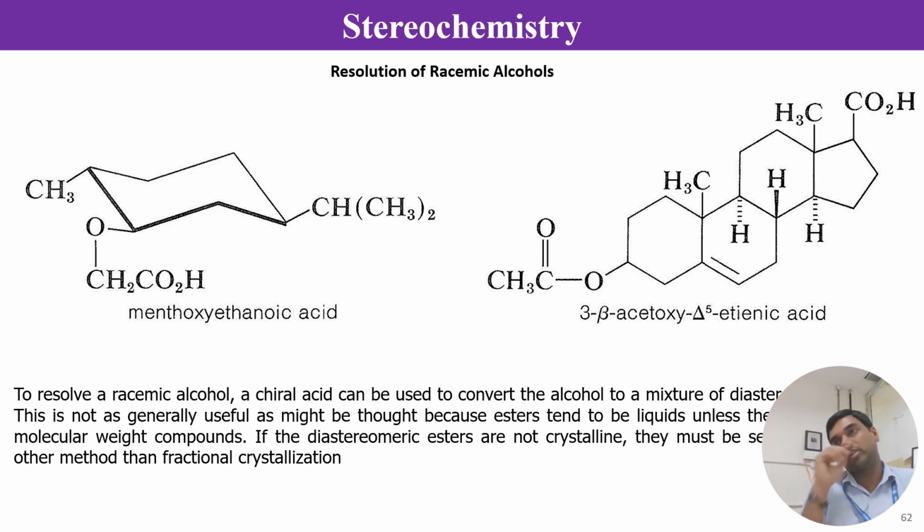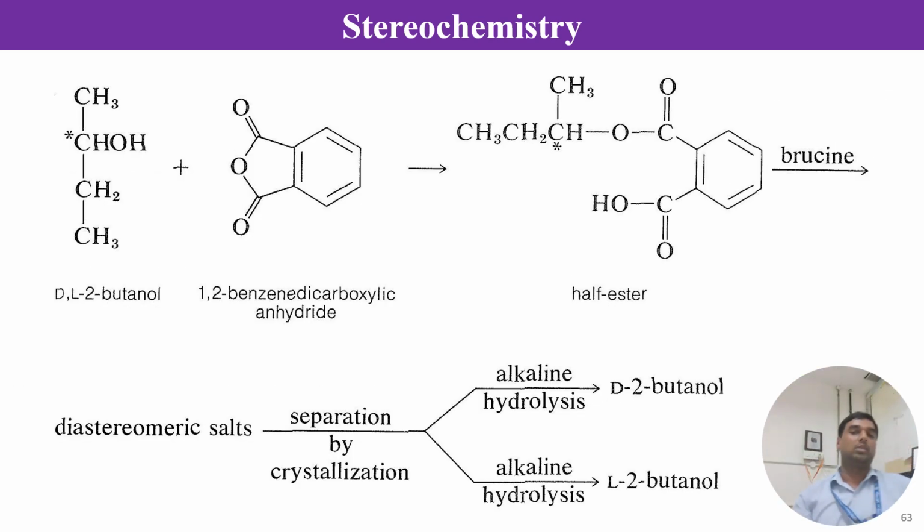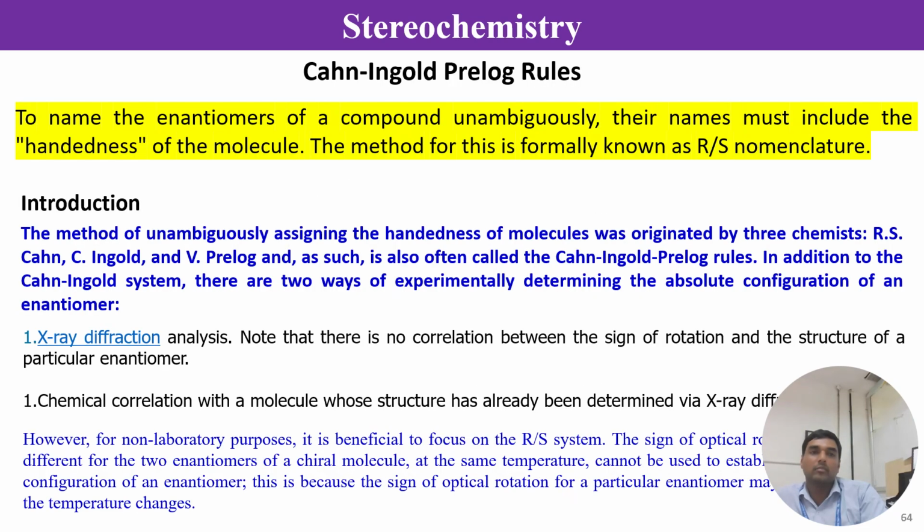Then once they form the salt, they will have different physical properties. Then followed by hydrolysis, you will be getting the dibutanol and L-butanol. So lastly, we'll be talking about Cahn-Ingold-Prelog rules, that is for absolute configuration of molecules.